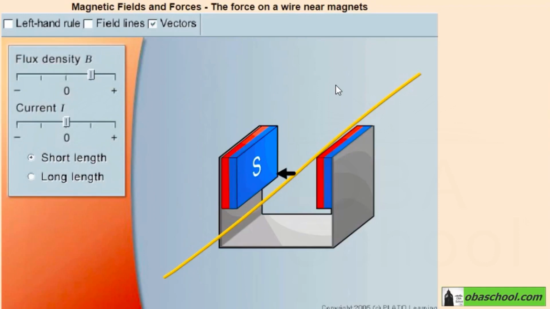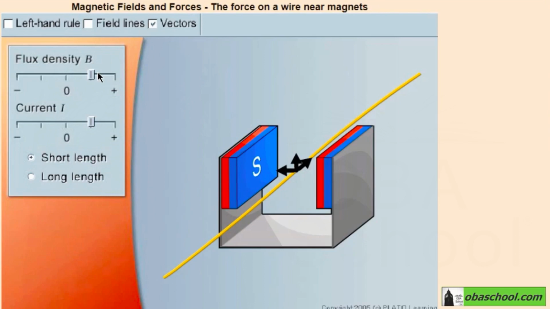In this activity, we're going to investigate the current effect on the size of the force on a wire in a magnetic field. Let's drag the current slider one notch to the left to initiate a current in the wire. Two additional vector arrows appear. The one pointing along the wire represents the current.